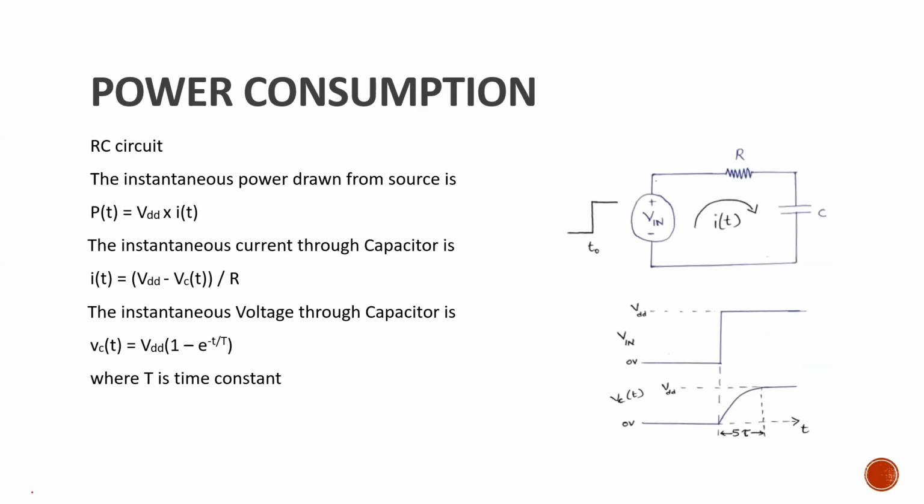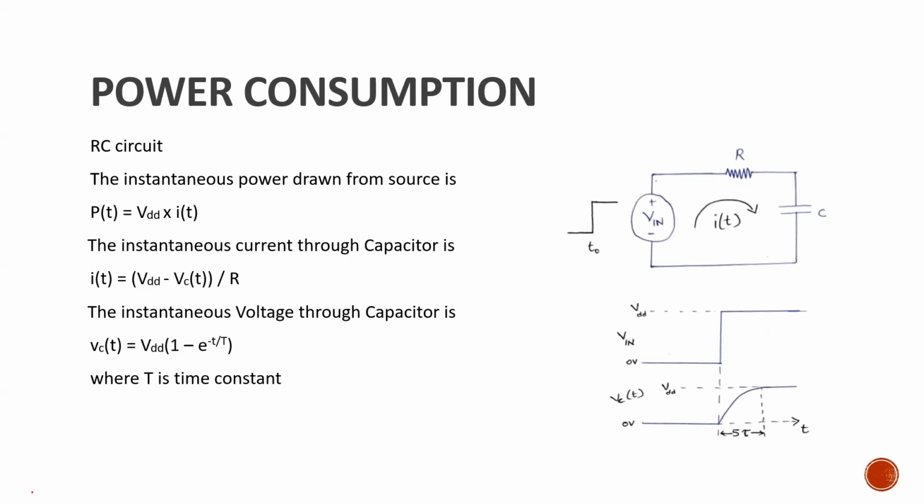That is the power consumption. Whenever you take one RC circuit, where you can see on the right hand side, and whenever you are supplying the power supply VDD, the capacitor takes some time to get charged. The time required to reach steady state is 5 tau, usually 5 times the time constant. During that time, the instantaneous power is P equals V into I, VDD into I of t.